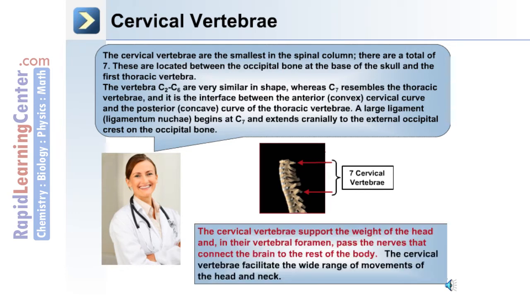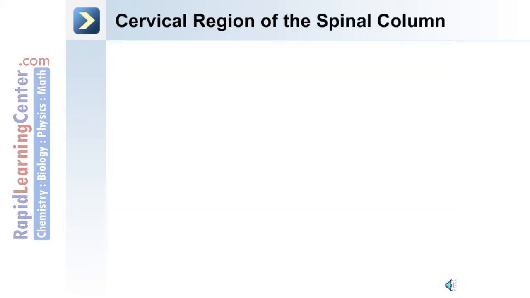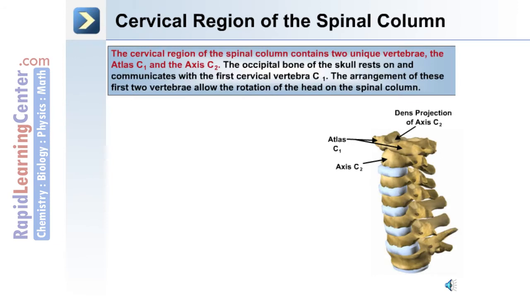The cervical vertebrae support the weight of the head, and in their vertebral foramen pass the nerves that connect the brain with the rest of the body. The cervical vertebrae facilitate a wide range of movements of both the head and the neck. The cervical region of the spinal column contains 2 unique vertebrae.